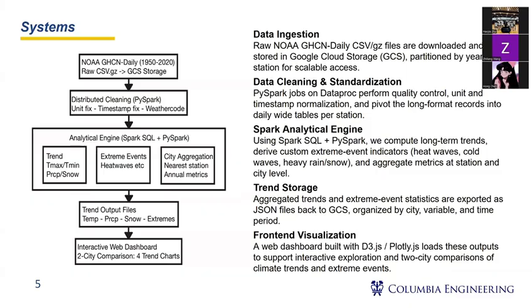Third, using Spark SQL and PySpark, we compute trend metrics and extreme event indicators, and then aggregate them into station level and city level. Fourth, we export the aggregate results as JSON back to cloud storage. Finally, our web dashboard loads these outputs and supports interactive exploration and two-city comparison.